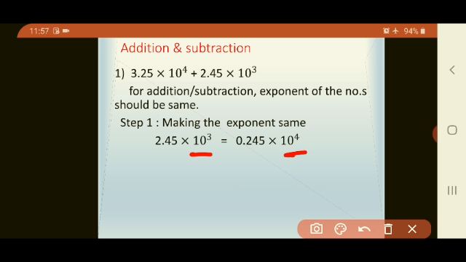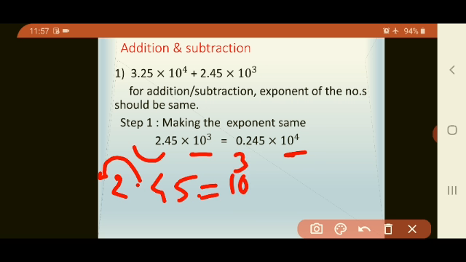Now to convert this, we must change the position of the decimal point. Now which side do we have to shift it? See here, we have to increase the exponent, which means we have to shift the decimal point to the left-hand side. So how can we change it? 2.45. When we shift this to the left-hand side, one power will increase. Okay, so 10 to the power 3 into 10 to the power 1. So it will become 10 to the power 4, right?